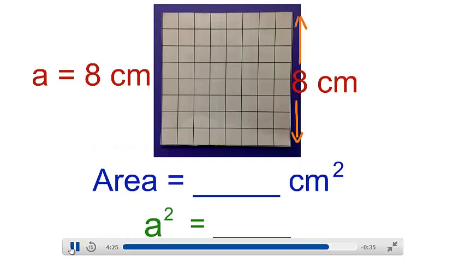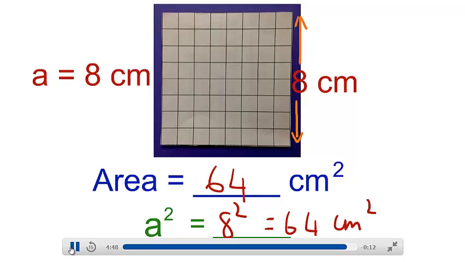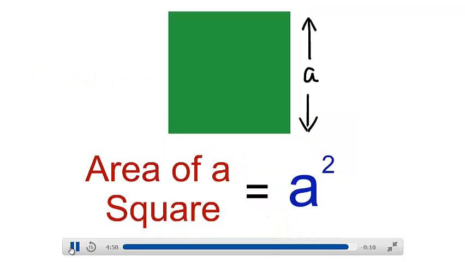Now, by counting the area of each small square that makes this big square, can you find its area? We have 64 squares in all. So can we say area is equal to 64 centimeters square? What is the square of the side, or 8 square? Is that not also 64 centimeters square? Can we say the area of a square is the square of its side?